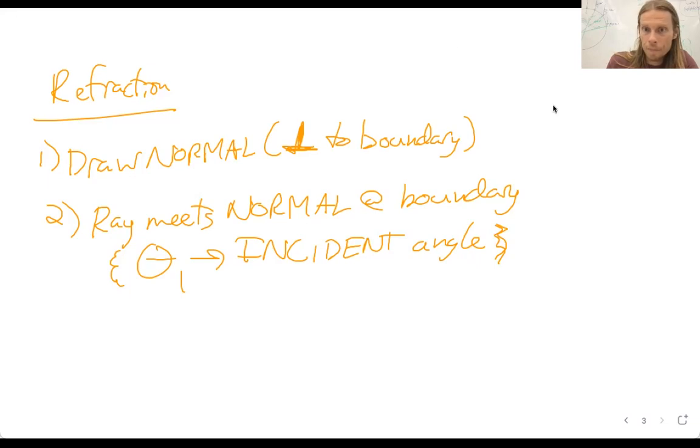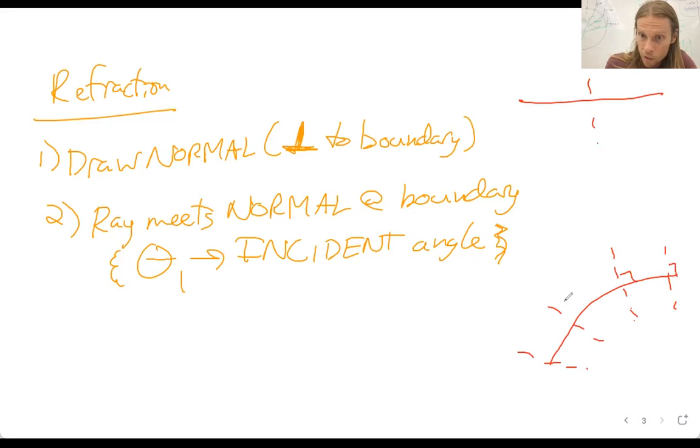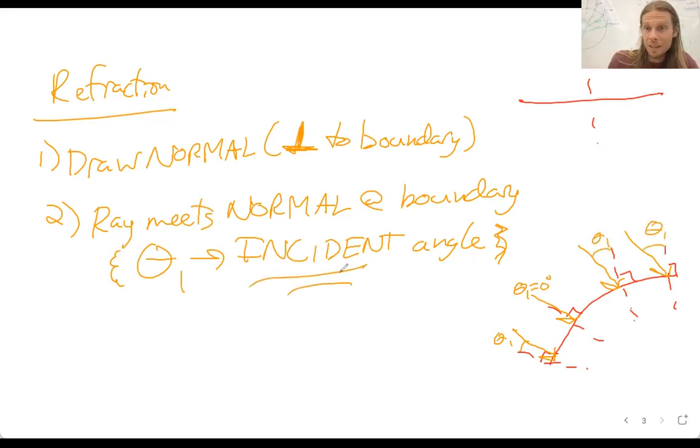Let's draw it. Here's my boundary. Here's the normal line. Here's another boundary. Here's a normal line. Why? Perpendicular to the surface at the boundary at that specific point. So if I have rays coming in here, this is theta 1 equals 0 because it's right at the normal line. This is theta 1 and this is theta 1. We call that the incident angle.